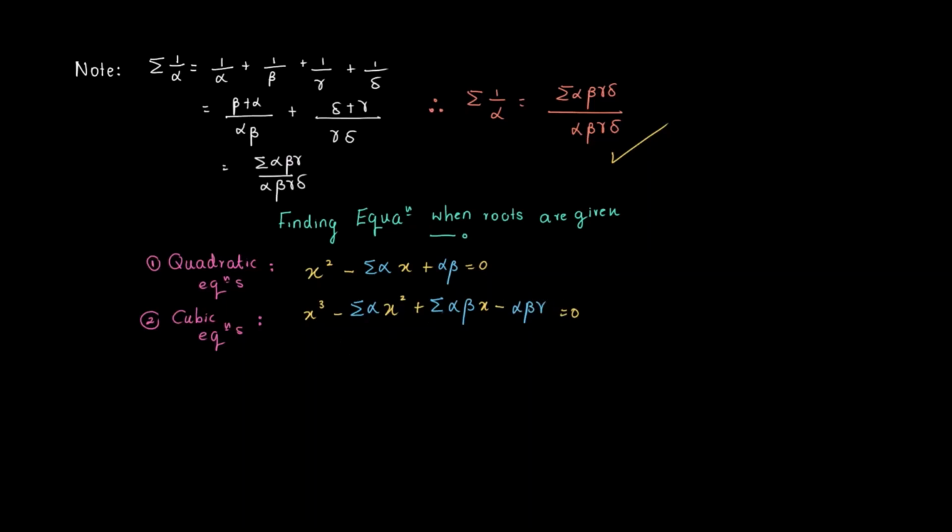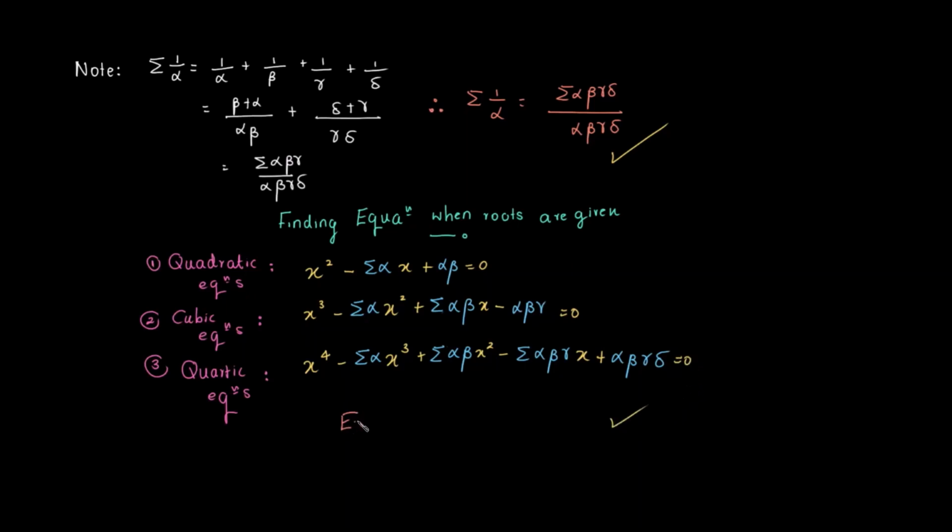And for quartic equations, the general form is as follows. x to the power of 4 minus sigma alpha x cubed plus sigma alpha beta x squared minus sigma alpha beta gamma x plus alpha beta gamma delta is equal to 0. And that is that.